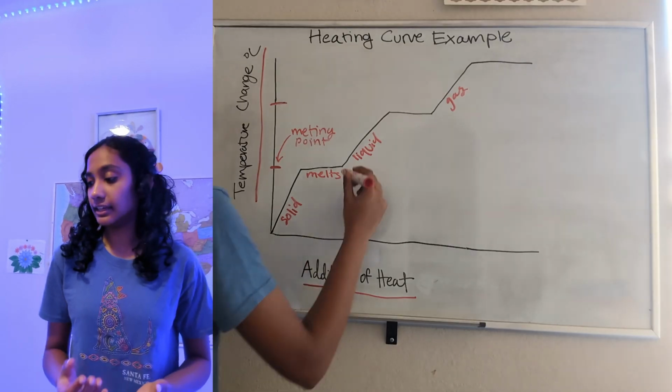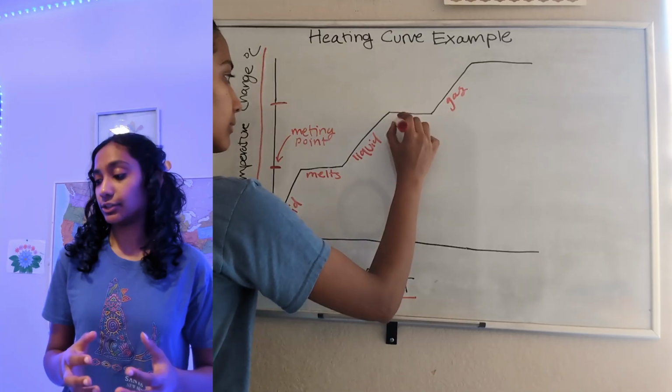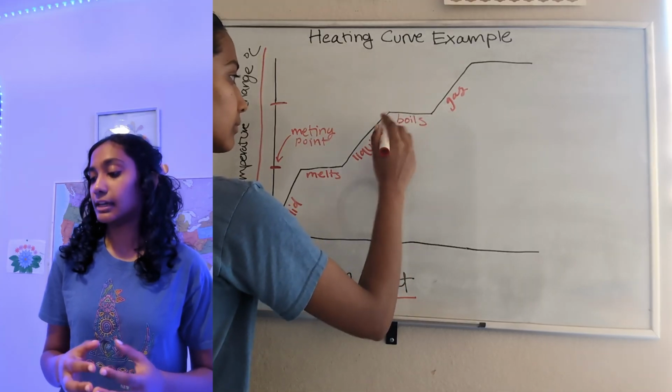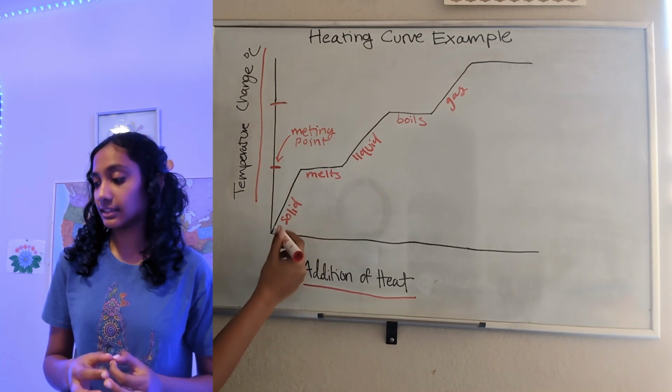This point is called the melting point, and we can see the same thing over here. As the liquid starts heating up, its temperature increases. But when it starts boiling and turning into a gas, the temperature doesn't go up because the heat is used to break the IMFs in the liquid to turn it into a gas.